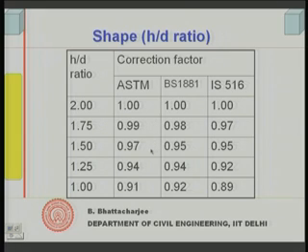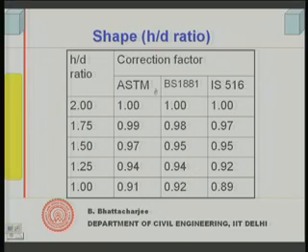Actually, for core test, in situ testing, sometimes you have to adopt this, and these values are useful in such situations. So, you can see for H by D ratio equals 2, the factor is 1; for H by D ratio equals 1, the correction factor is 0.91. So, this would show higher strength. That strength should be reduced by 0.91, since when H by D ratio equals 1, you have a strength higher than what you would have found here, so multiply by a fraction in order to bring it down to this.